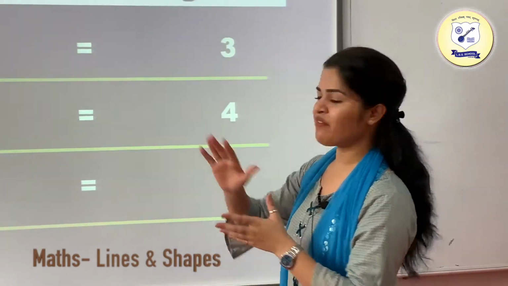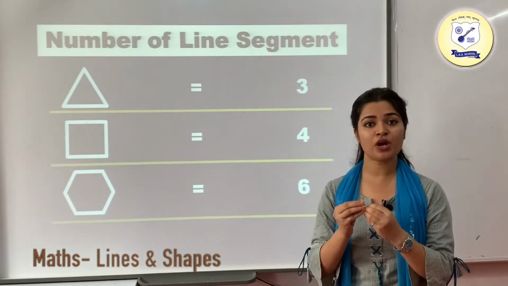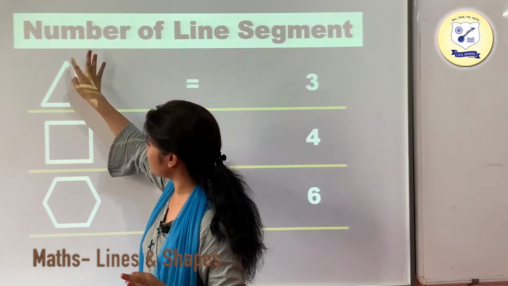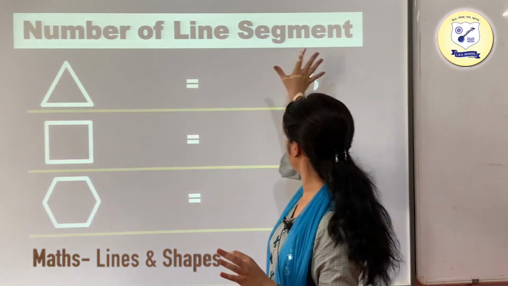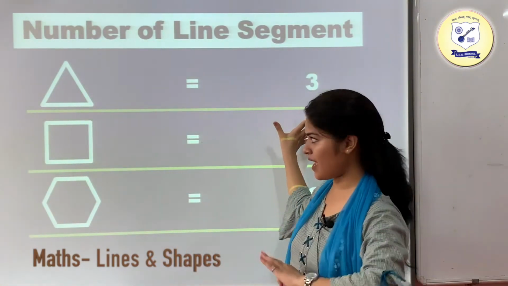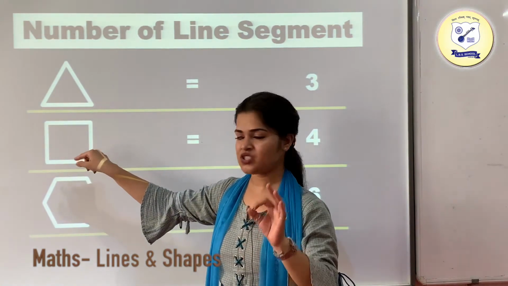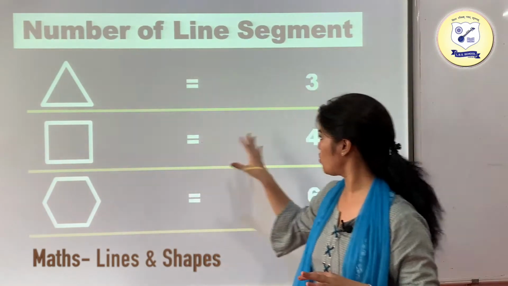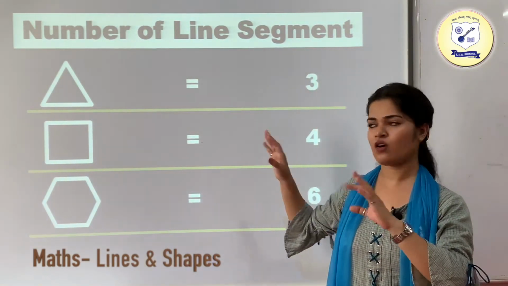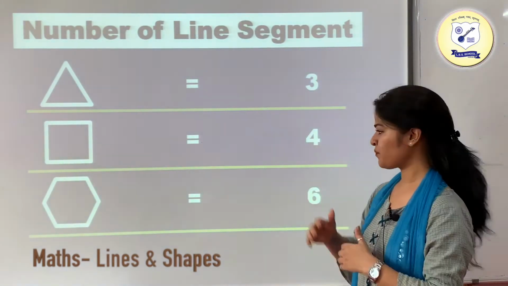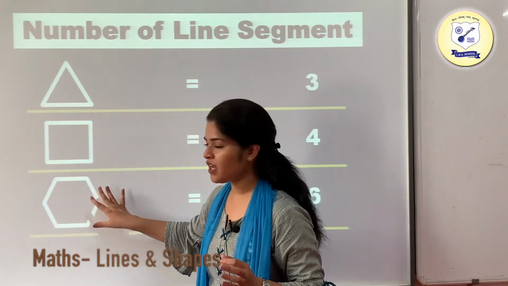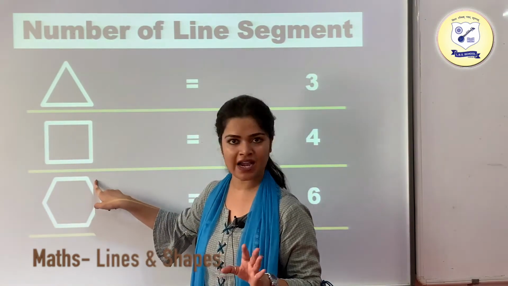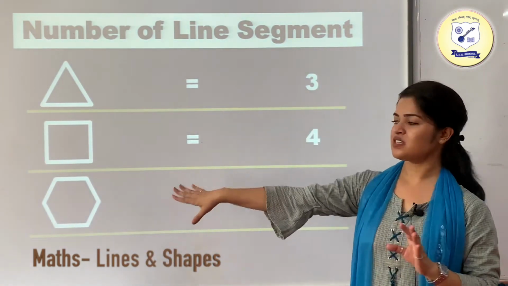Now we have a few shapes in front of you, and we are going to count the line segments in them. First of all, we have a triangle. As you can see, it has 3 line segments. Here we have a square, which has 4 line segments. So the number of line segments in a square, which is a quadrilateral, is 4. Similarly, this figure has 6 line segments: 1, 2, 3, 4, 5 and 6. So the number of line segments in this figure is 6.